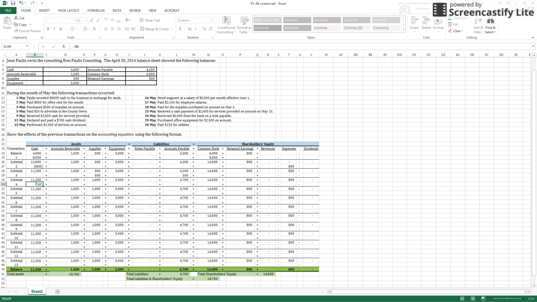On the 5th, we paid $50 in order to advertise in the county news. That means our cash went down, we paid that. And advertising is another expense. It's one of those using assets in order to earn revenues.